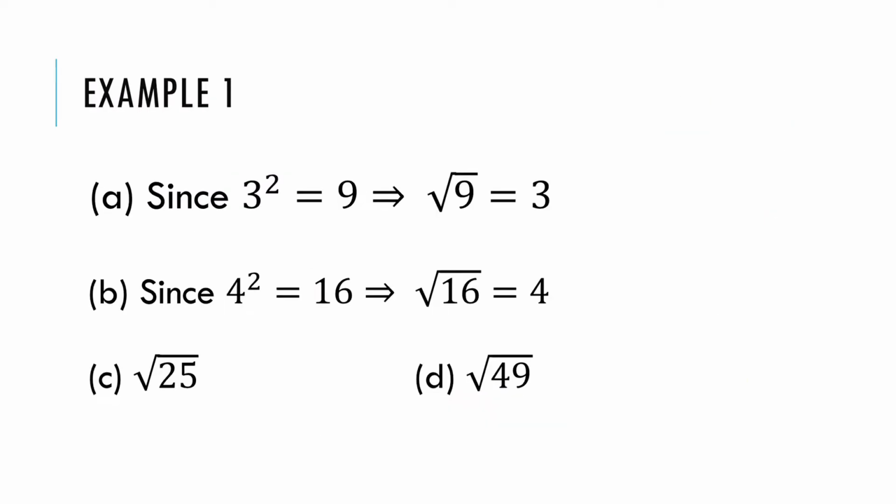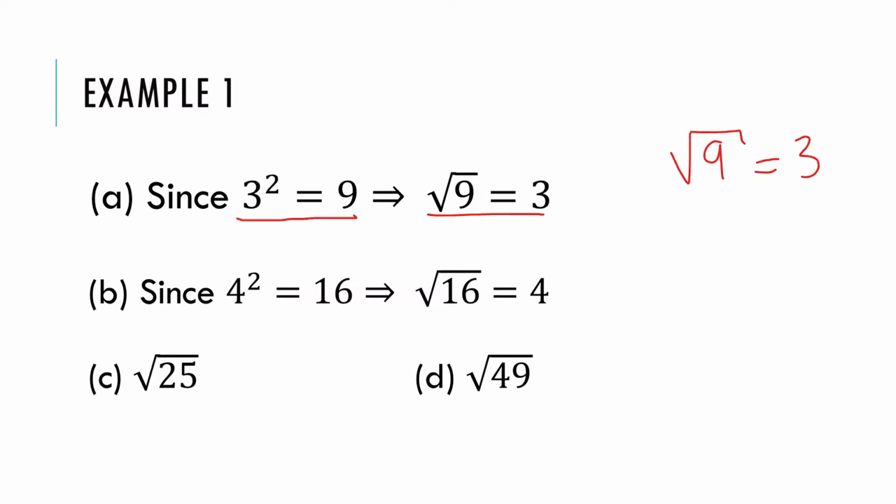So let's look at some examples. So, if we were asked what is the square root of 9, our thought process should look like A. We should think, what is the number that multiplied by itself gives us 9? Since 3 squared gives us 9, the square root of 9 must be 3.